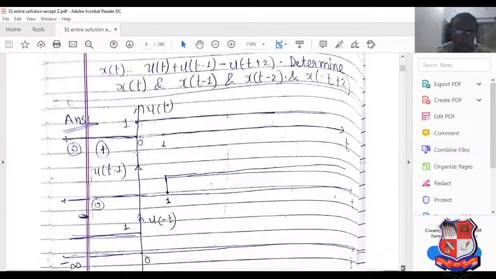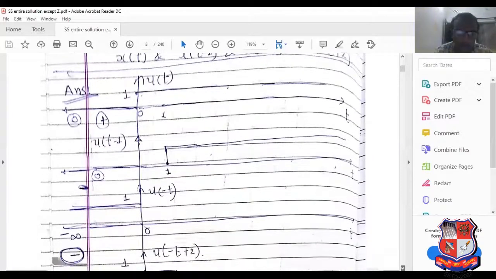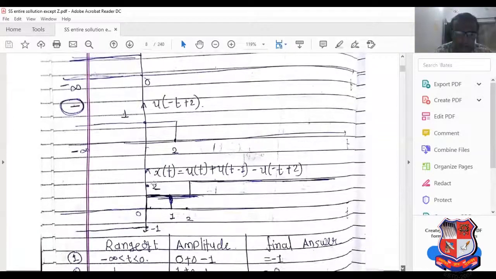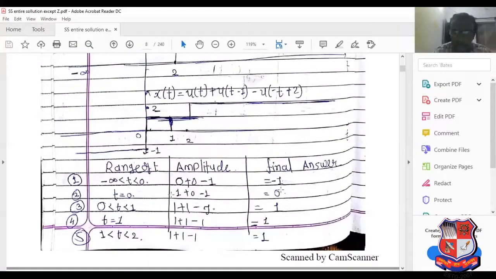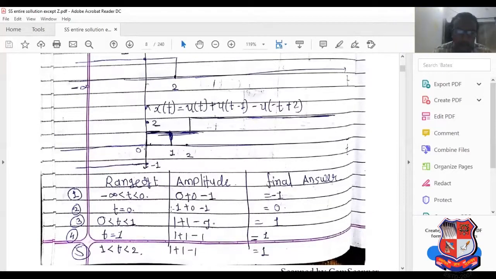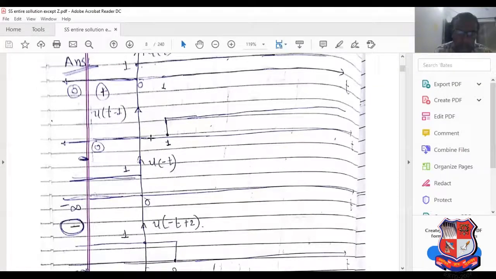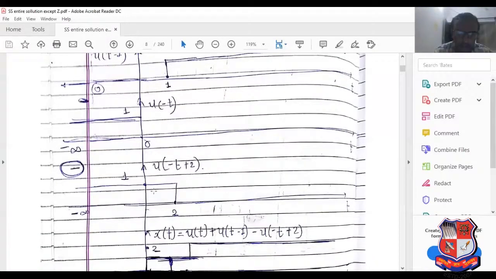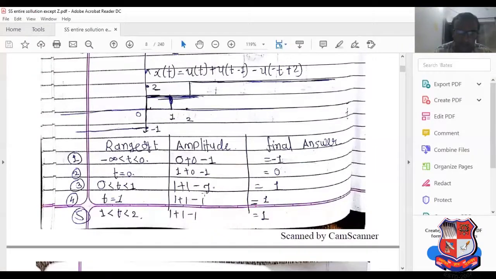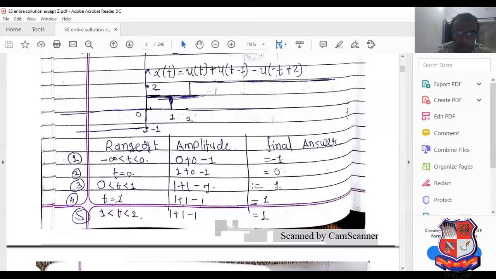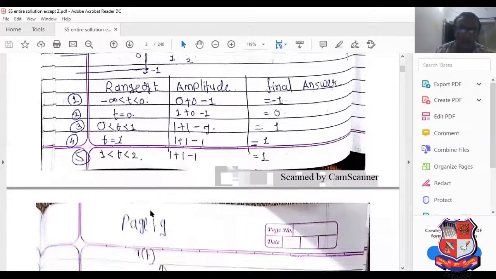At t equal to 0, amplitude here is 1. Here amplitude is 1, here amplitude is 0, here amplitude is 1, here also amplitude 1. So 1 plus 0 minus 1, so answer is 0. So at t equal to 0, amplitude is 0. Between 0 to 1, identify this interval: 1, here 0, here also 0, but here 1. So 1 plus 0 minus 0, 1 plus 1 minus 1 is equal to 1. So in a similar way we can solve this example.